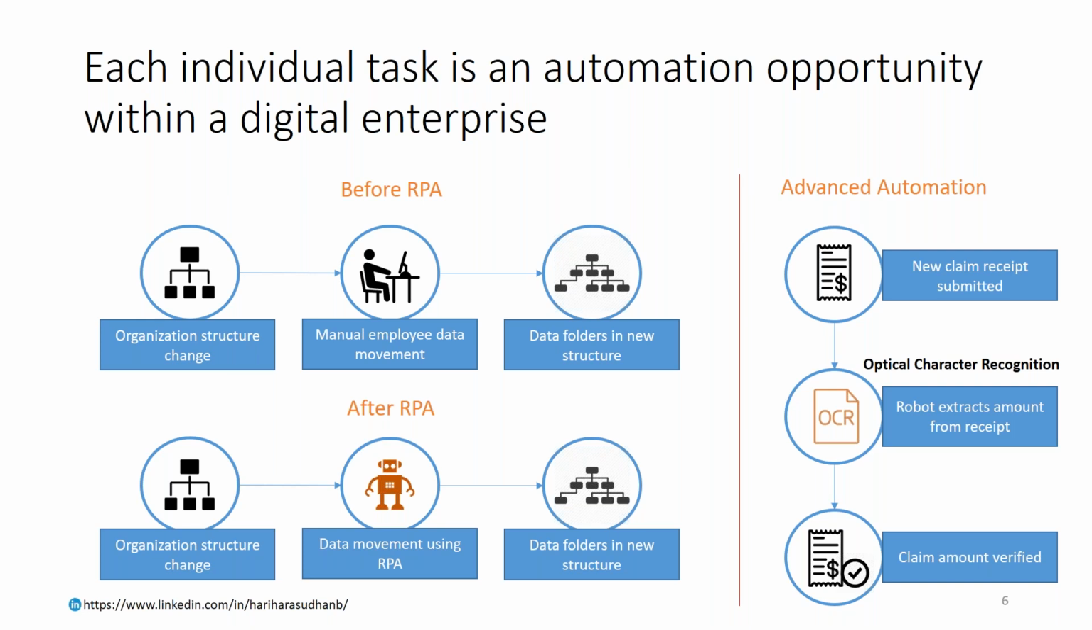That's the advantage here. On the right side, you see advanced automation, which is the case we were discussing earlier, optical character recognition in the claims process. It's just a representation of how it works and how the flow will be. I think we covered this, so just for you to have a look at the process, we'll move on to the next slide.